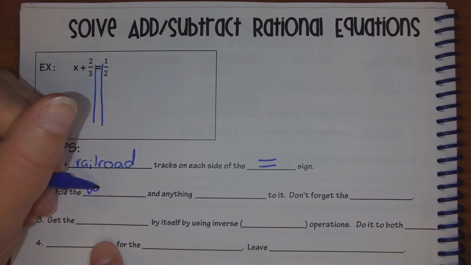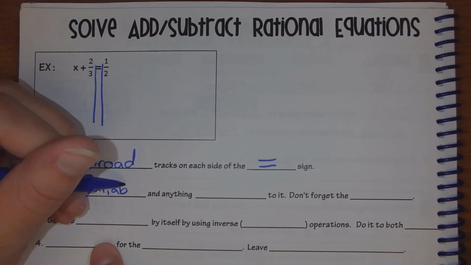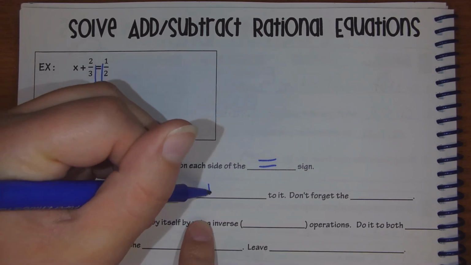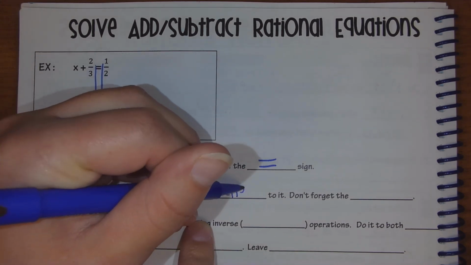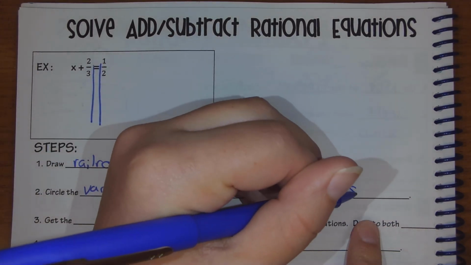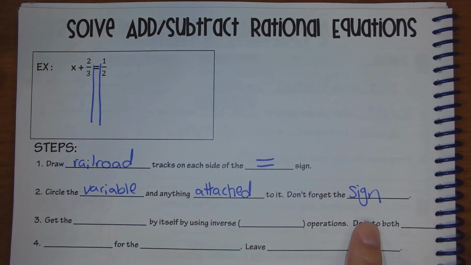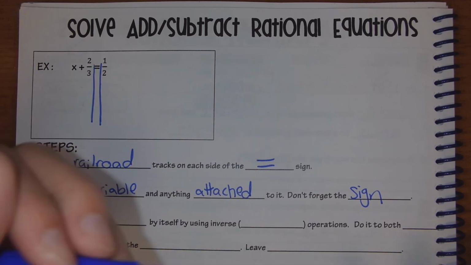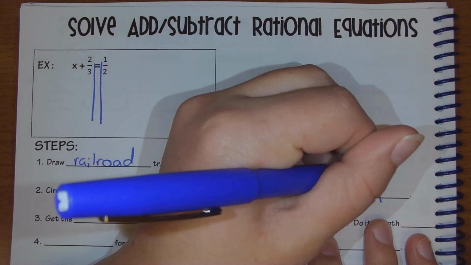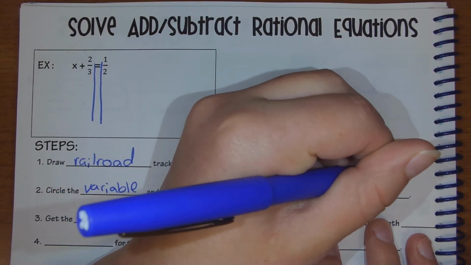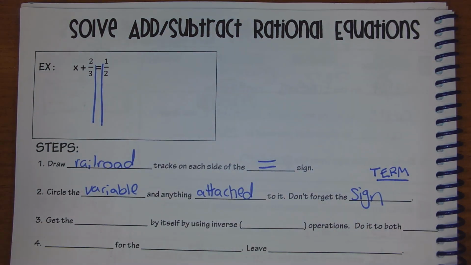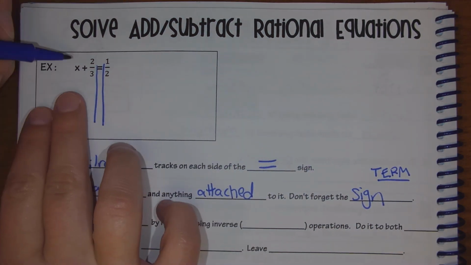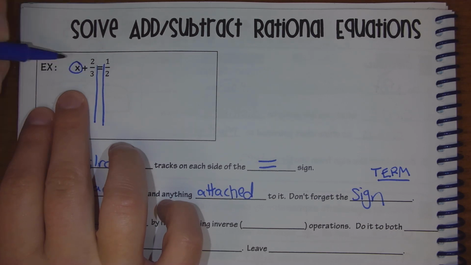And then you circle the variable and anything attached to it. Don't forget the sign. And remember, when I always say circle the variable and anything attached to it, this is called the term. I know I've reminded you of that before, but you're circling a term. So in this case, you're going to circle the x.